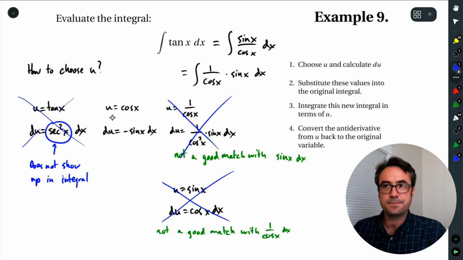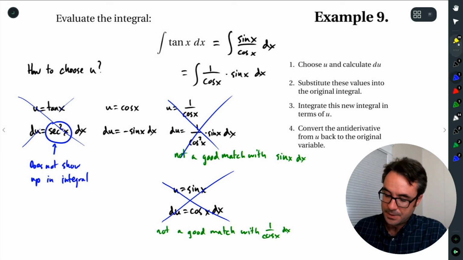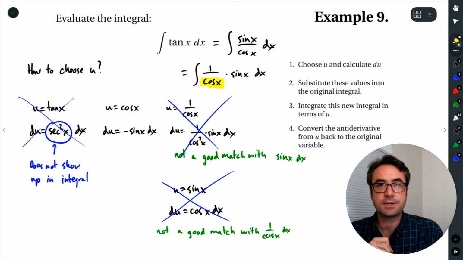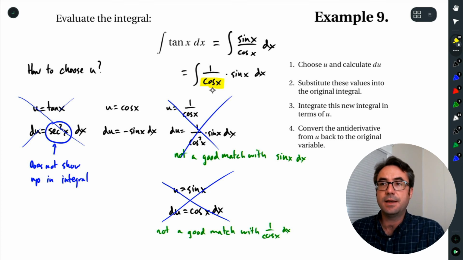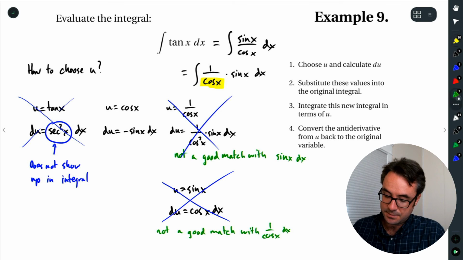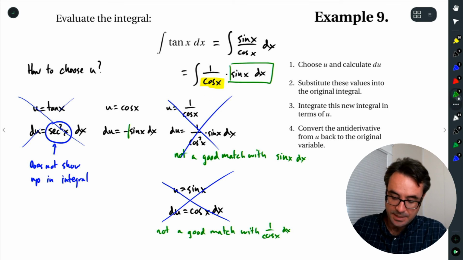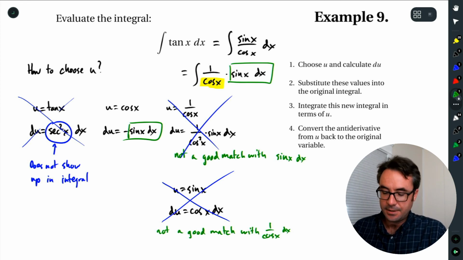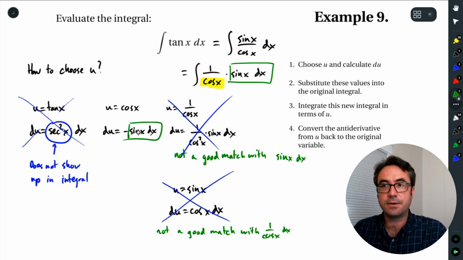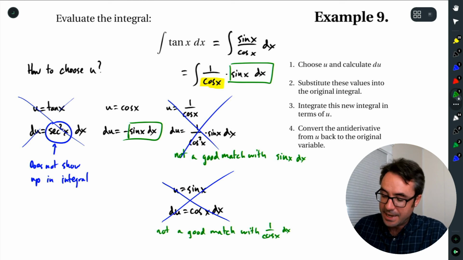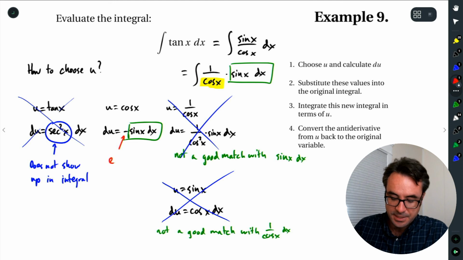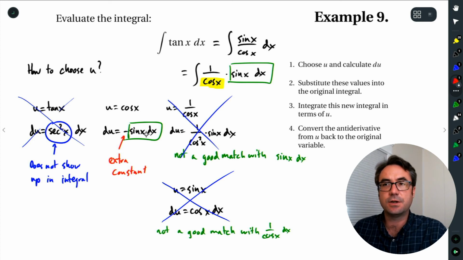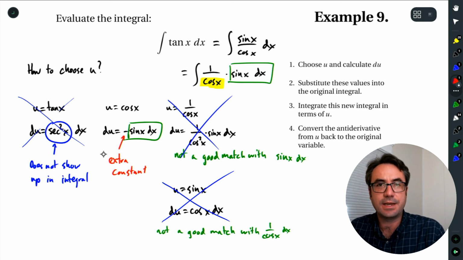So let's go here. u equal to cosine x. That means this cosine x here is accounted for. So that's not too bad. And then sine x dx and sine x dx. That's a nice match. So you know you're probably on the right track if the leftover terms in your integral match up pretty nicely with what you calculated for your differential. Now there is this negative here, but that's just an extra constant. It's just a -1. And so we know we can move that constant to the other side. We could solve this for sine x dx and move the negative over to the other side.